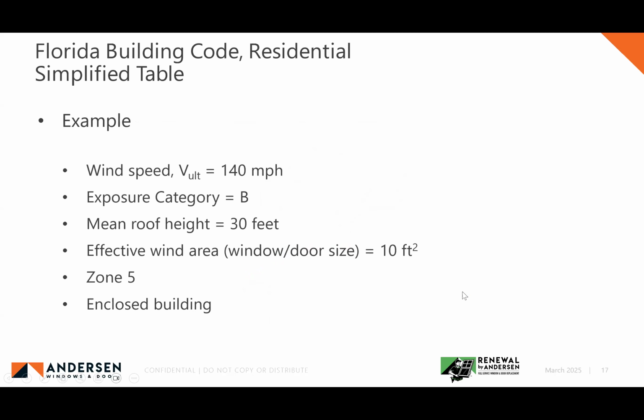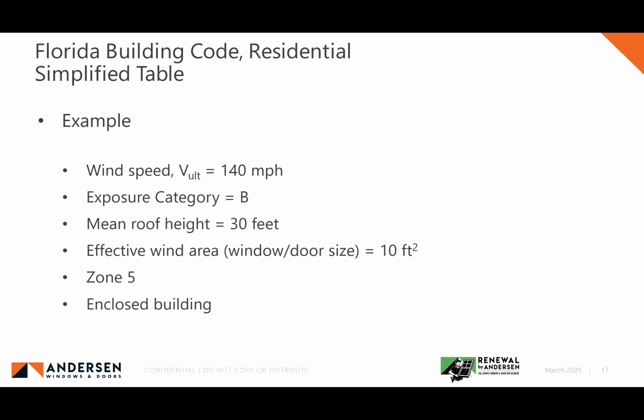All right. So let's take a look at a couple of examples of how this table works. I just picked something simple, something easy to look at, but you could have picked any different variables to work with this table. Let's say we have a wind speed of 140 miles per hour, exposure category B, mean roof height of 30 feet. And let's say our window and door size is about 10 square feet, and it's going to be located in zone 5.